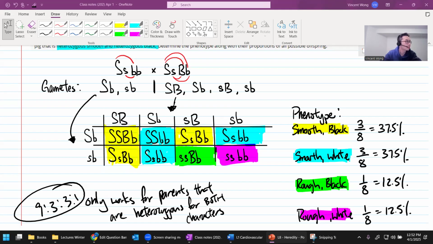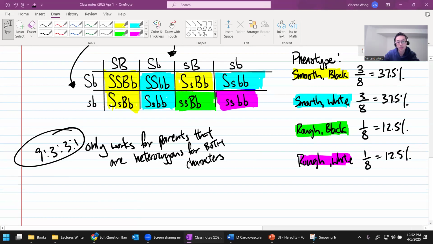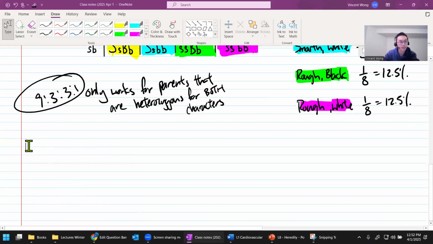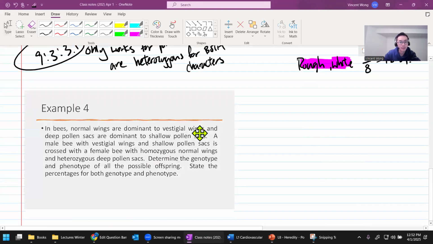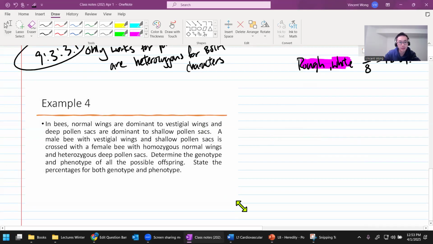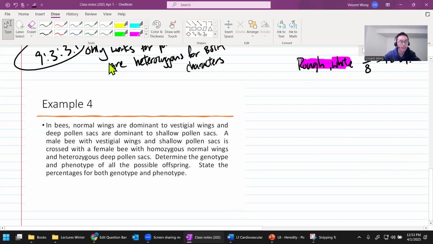I think there's another question we have to try from the PowerPoint. Okay, so let's do a few more just to help you out right here. Okay. I'll read it to you and then we'll try to figure it out along the way. In bees, normal wings are dominant to vestigial wings. We haven't done this one yet, right? I'm confusing with my other class. No, I don't think we did this.